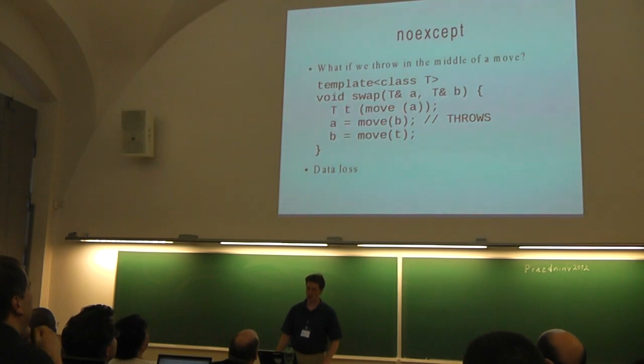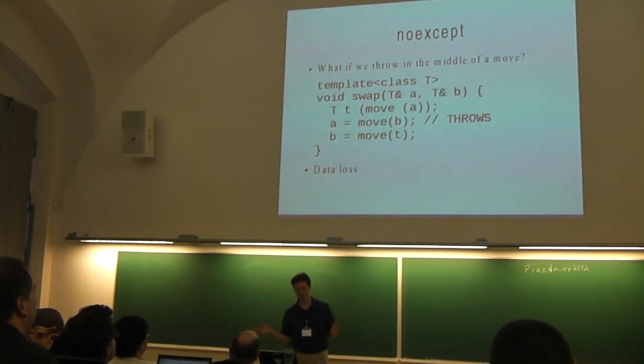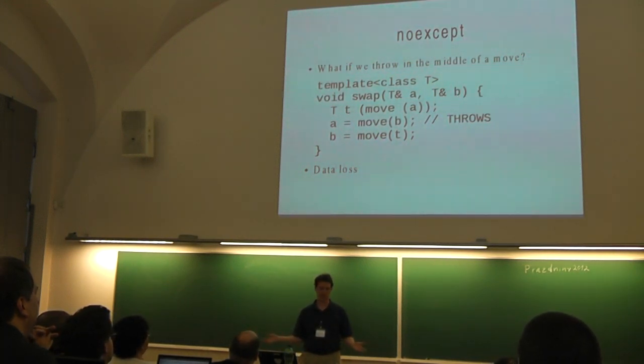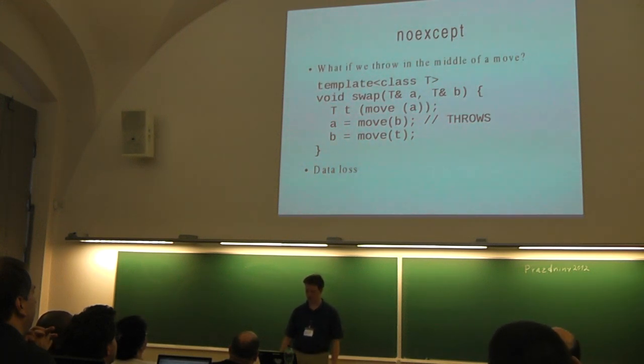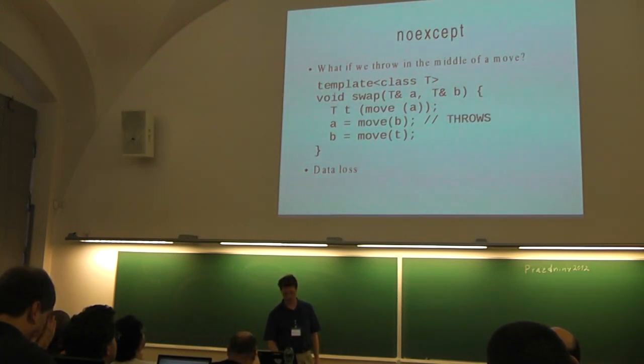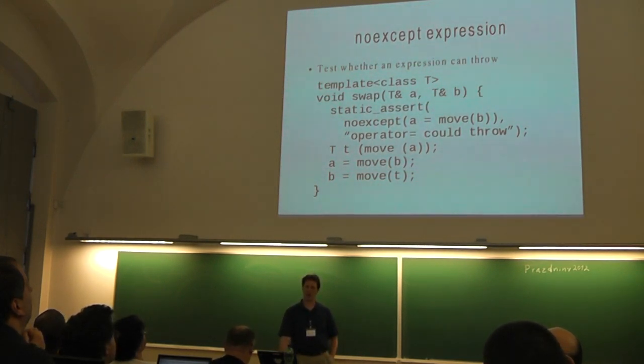One problem that we ran into with move semantics is that when you're copying, if something throws in the middle, that's fine. You just back out and you're back where you were before. But if something throws in the middle of a move, then you've already destroyed some of the initial condition. So you end up with data loss. So we added noexcept.